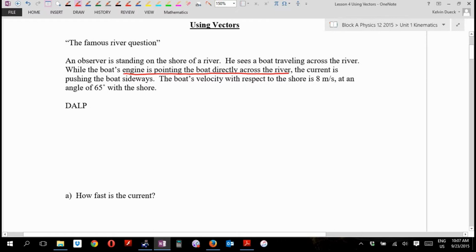The boat's velocity with respect to the shore is 8 meters per second at an angle of 65 degrees with the shore. Huh? Well, I wrote here DALP. What does DALP stand for? We're going to draw a little picture.